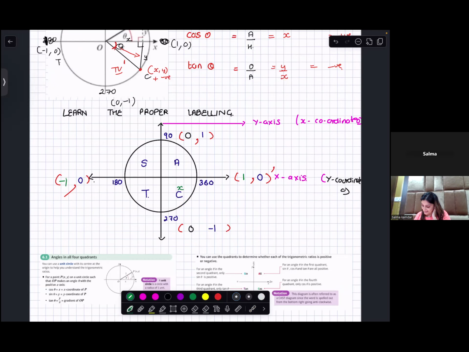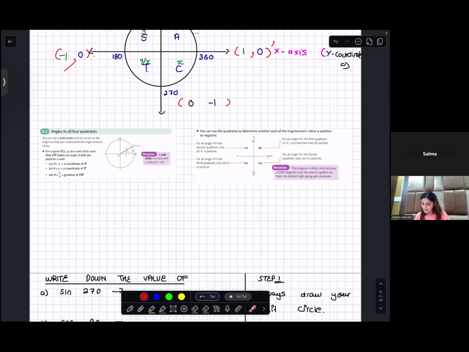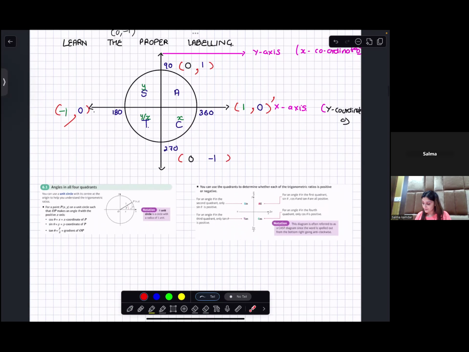Cos is always x, sine is always y, tan is y by x. All is positive, sine is positive, tan is positive, cos is positive. CAST. This is the first quadrant, second quadrant, third quadrant, and the fourth quadrant. Let's try with some sums. This is called the unit circle.